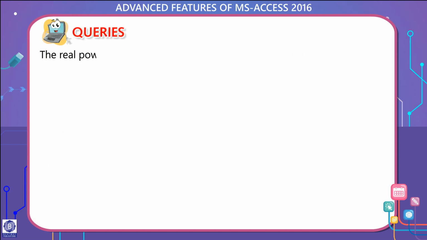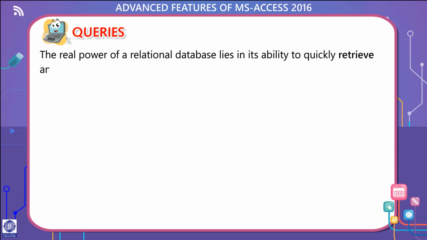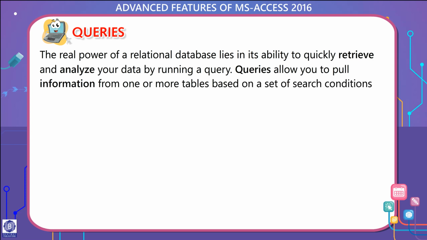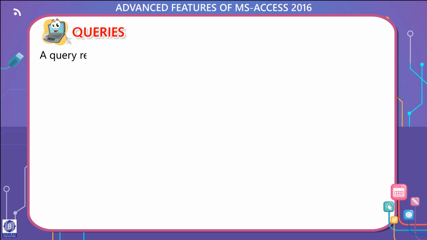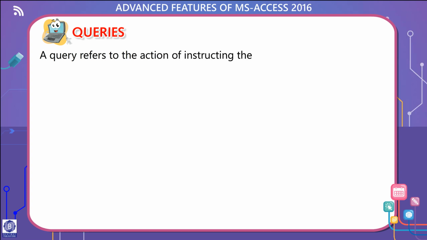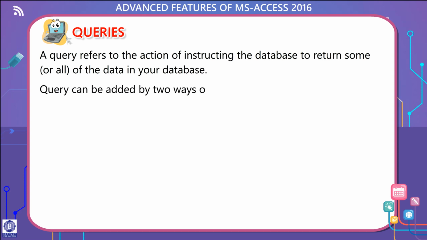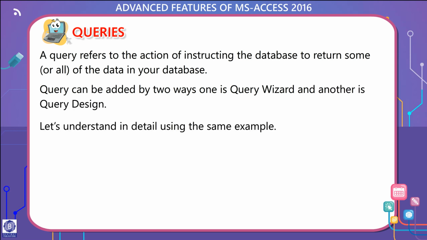Queries. The real power of a relational database lies in its ability to quickly retrieve and analyze your data by running a query. Queries allow you to pull information from one or more tables based on a set of search conditions you define. A query refers to the action of instructing the database to return some or all of the data in your database. Query can be added in 2 ways. One is Query Wizard and another is Query Design. Let's understand in detail using the same example.